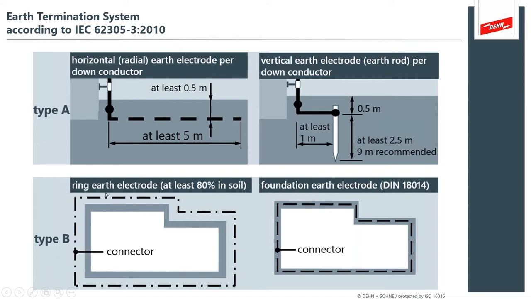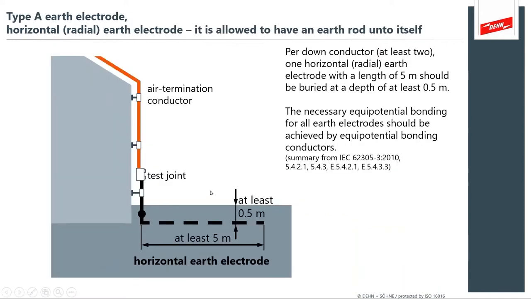Here we have an illustration of the type B ring electrodes, which can be surrounding the building or perhaps embedded within the foundation. And there are combinations of these methods that can be employed. So for type A earthing electrodes, there's a lot of information available. Basically what we're trying to do is make sure that we've got a proper earthing connection into the soil that you can then come back and inspect at a test joint.